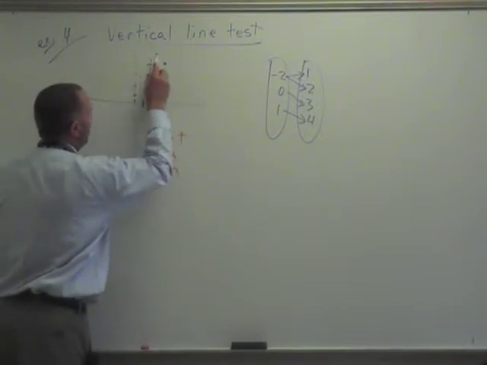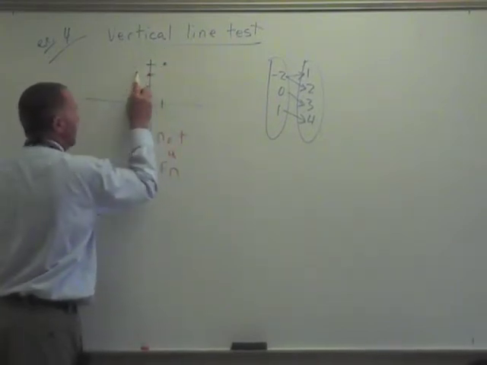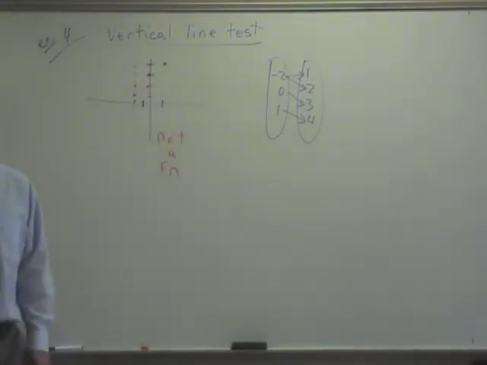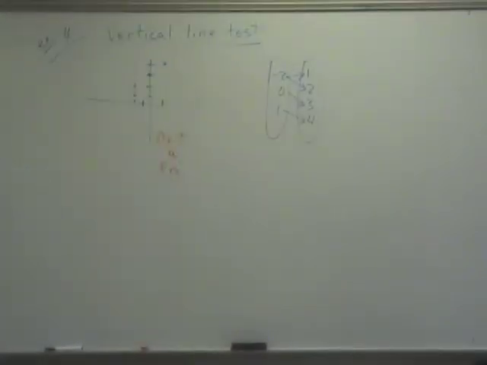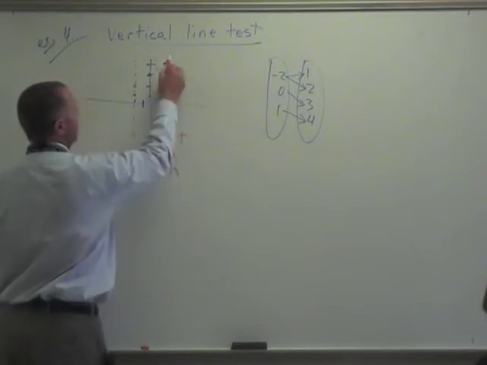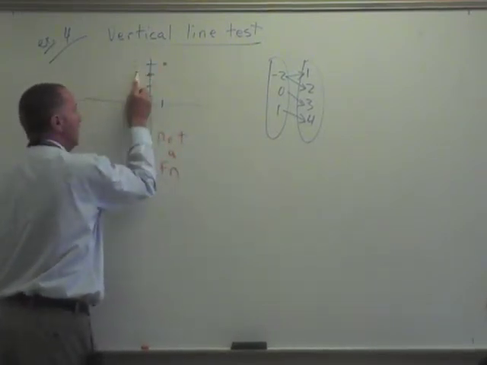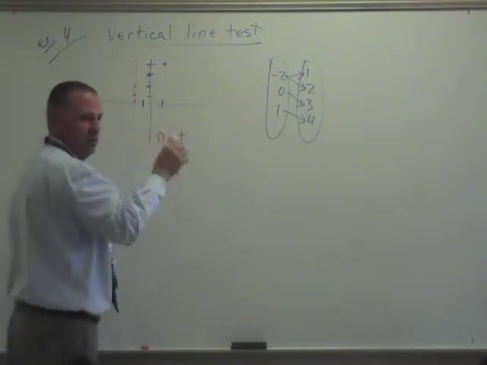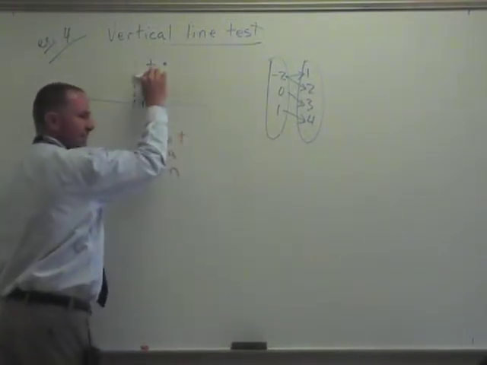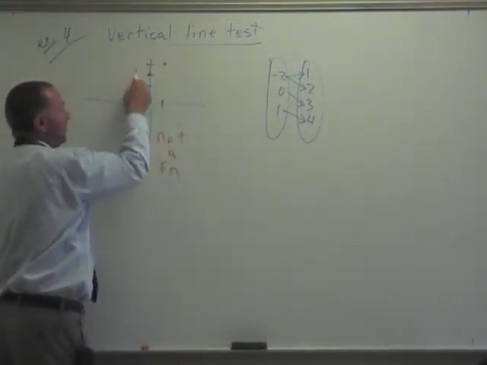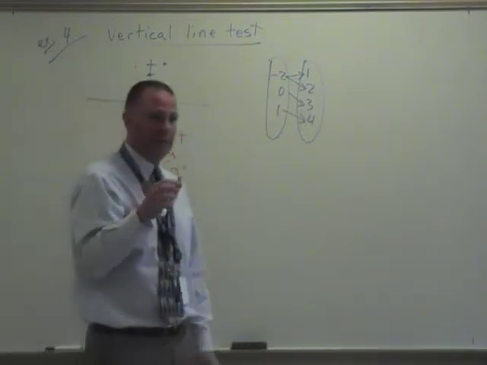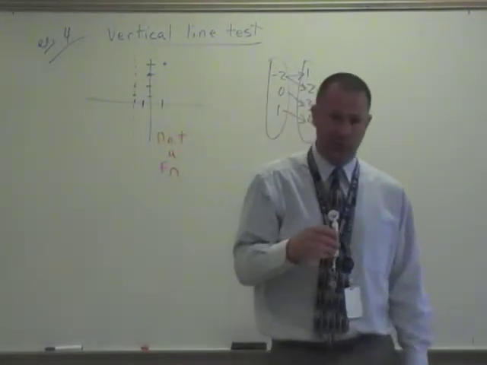So the vertical line test: if I put my pencil anywhere on any of these points, if you hit more than one point at a time, it's not a function. Wait, if you hit more than 1 point at any period of time? Yeah, like here I'm only hitting 1 point. Here I'm hitting 1 point. Here I'm hitting 2. So if you hit, don't do this. That's why it's called the vertical line test. If you hit more than 1 point at a time, it's not a function.